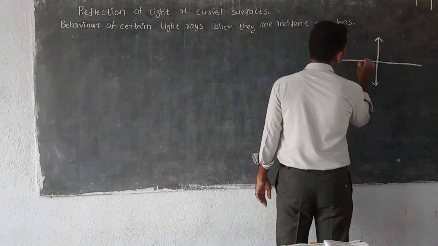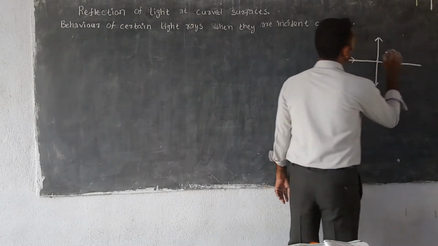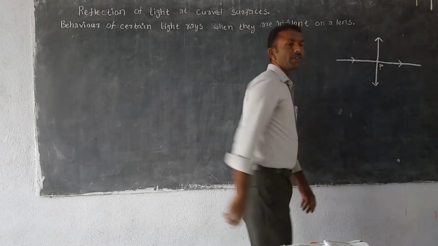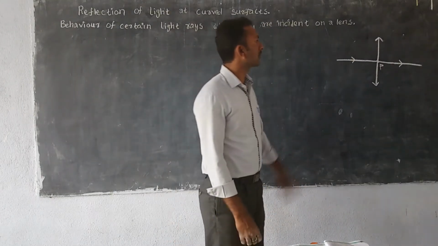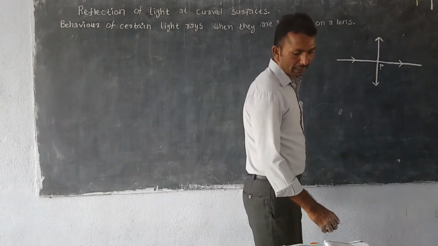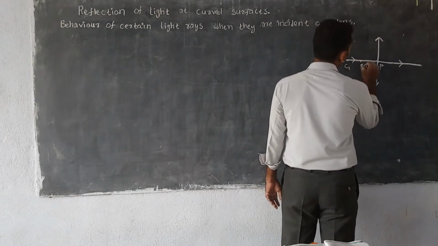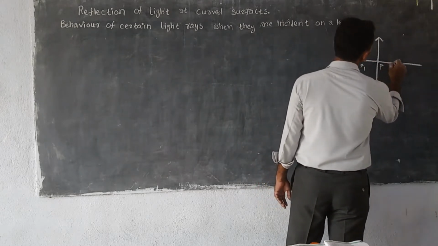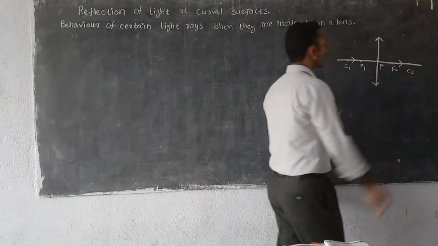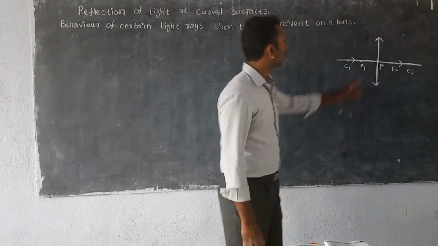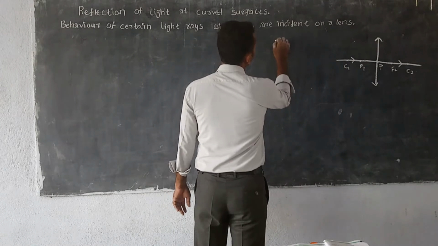What we have learned in the mirrors lesson, if any light ray is passing through the hole of the mirror, it is undeviated. Here also the light ray will be undeviated. Here this one is C1, this one is point F1, this one is F2 and this one is C2. Okay, this is situation 1 for the convex lens.